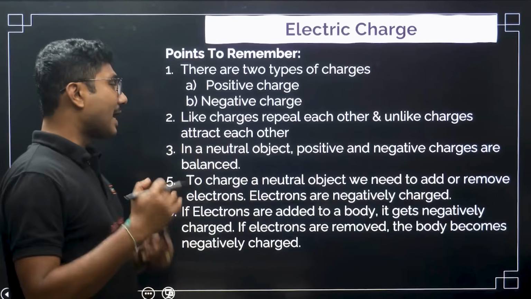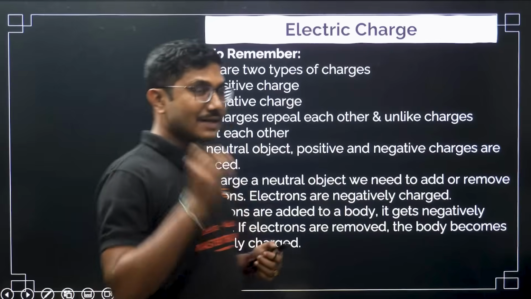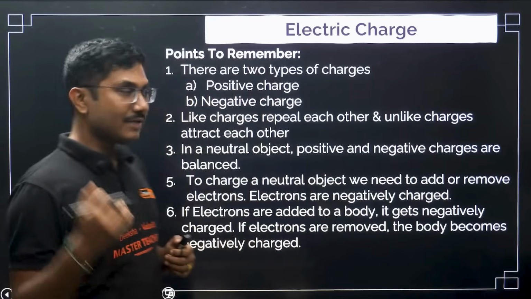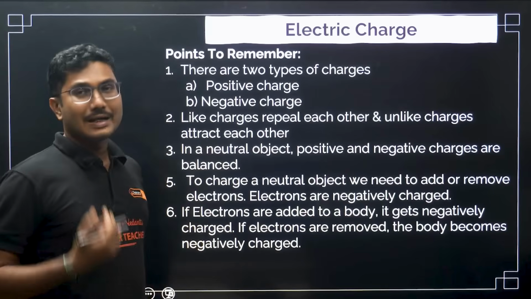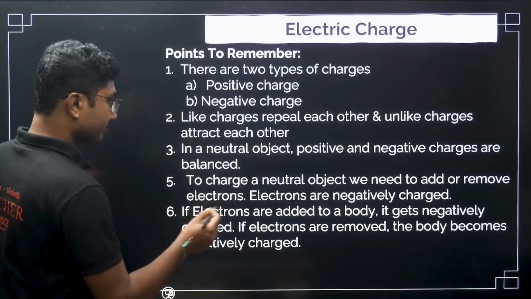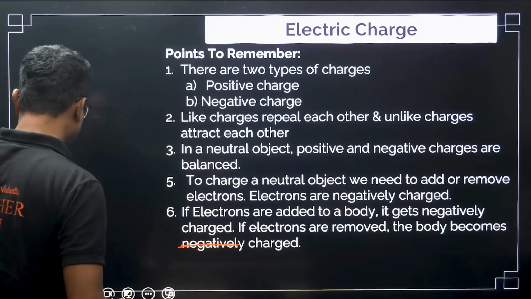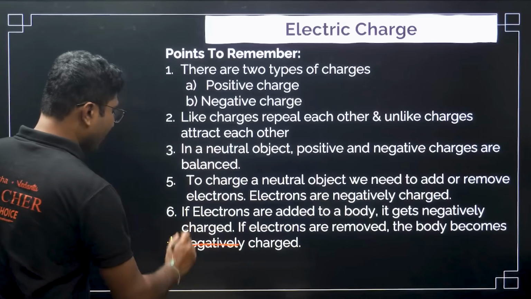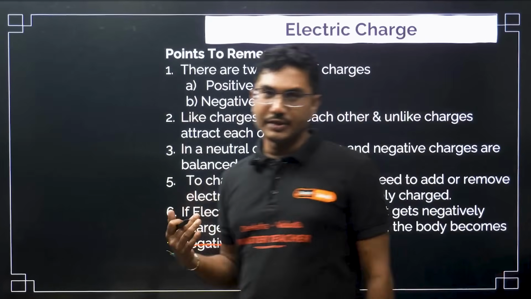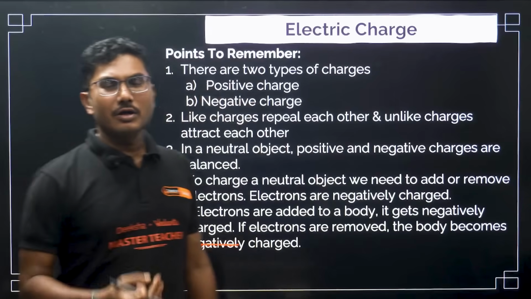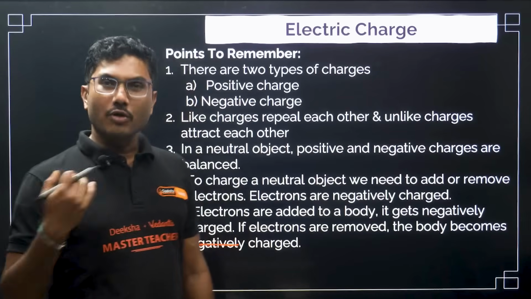If electrons are added to a body, it gets negatively charged. So if you add some electrons to a body, it gets negatively charged. If electrons are removed, the body becomes positively charged. If you are removing electrons, that means you are removing the extra negative charge, and the body will now be positively charged. So if you add electrons, it becomes negatively charged. If you remove electrons, it becomes positively charged.